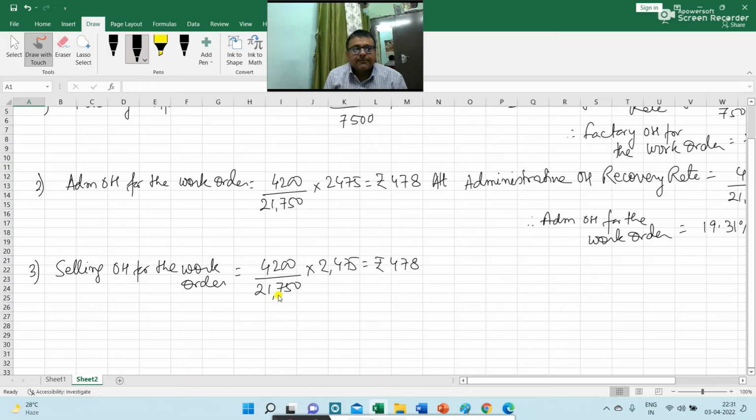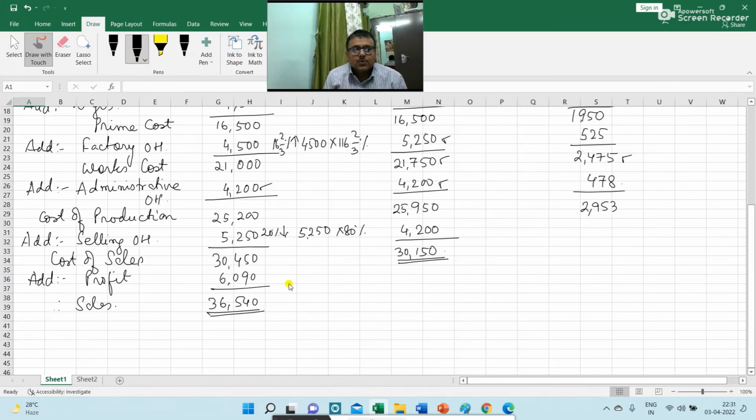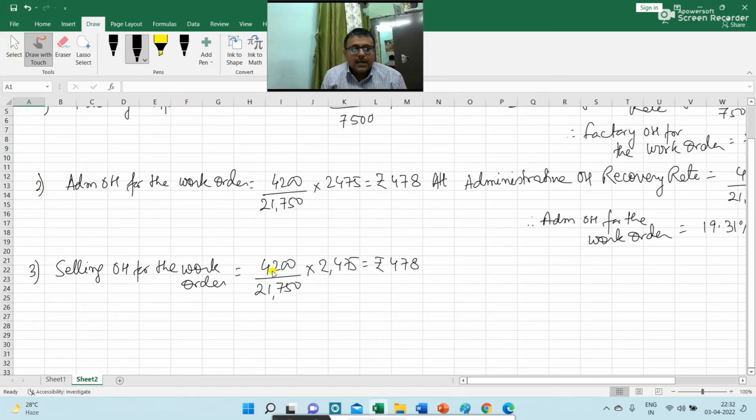So where have I taken these three figures from? 4,200 is the amount of selling overhead at anticipated cost of 2021. 21,750 is the amount of works cost, and 2,475 is the works cost of the work order that you have calculated. So again I am writing here 4,200 is the selling overhead, 21,750 is the works cost, and this is also the works cost. So for your understanding, I am writing these three.